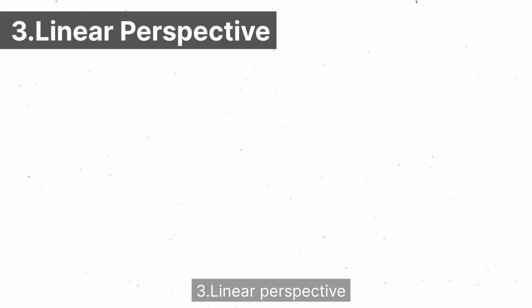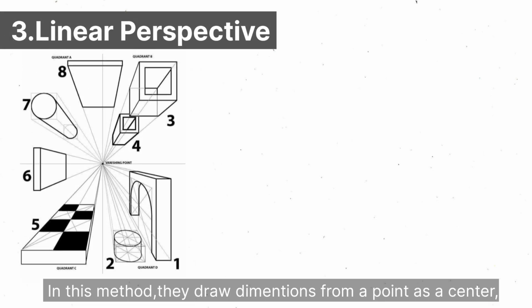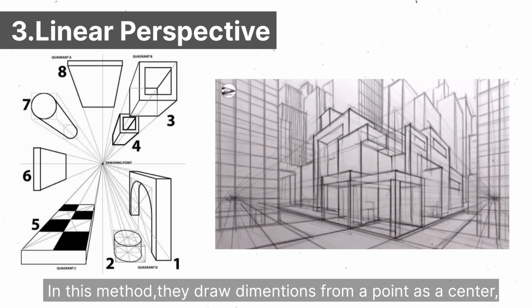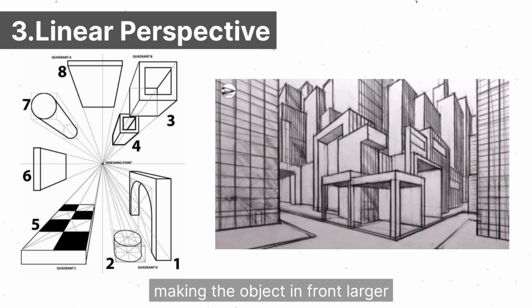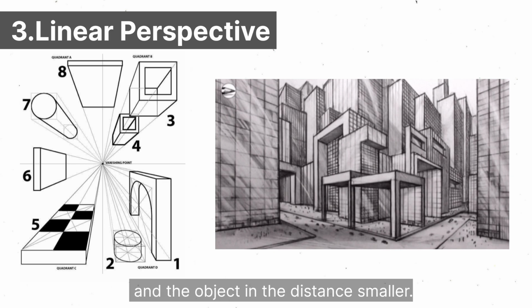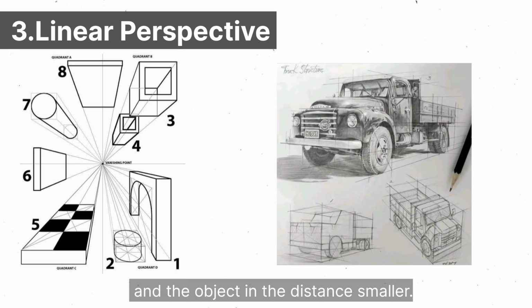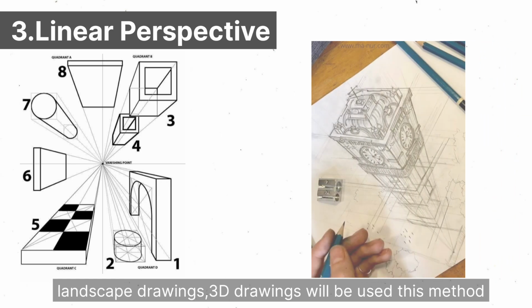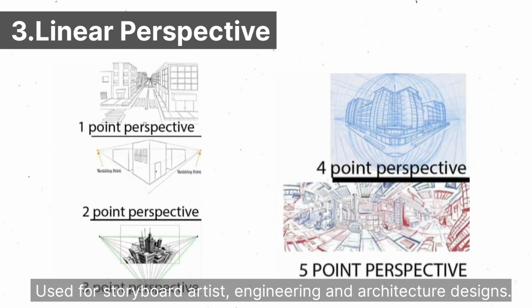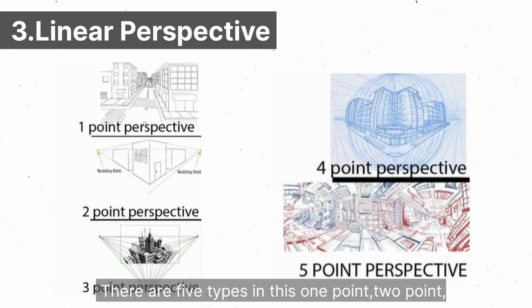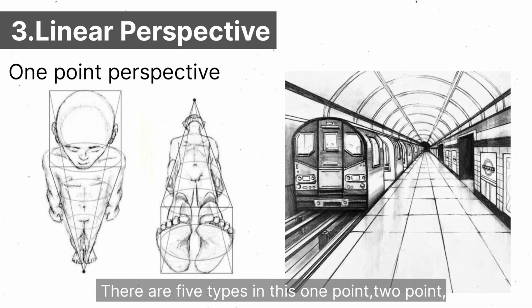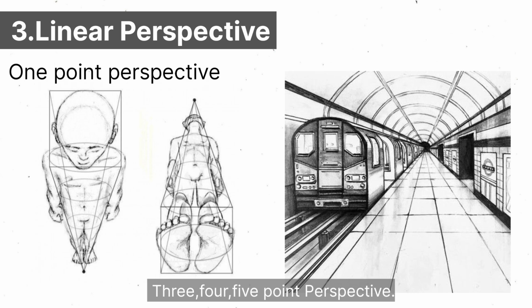Third, linear perspective. In this method, they draw dimension from a point as a center, making the object in front larger and the object in the distance smaller. Landscape drawing and 3D drawings will use this method. It is used for storyboard artists, engineering and architecture designs. There are 5 types in this: 1 point, 2 point, 3, 4, 5 point perspective.